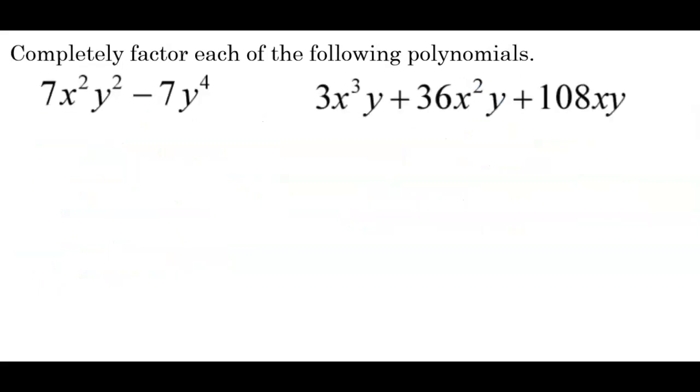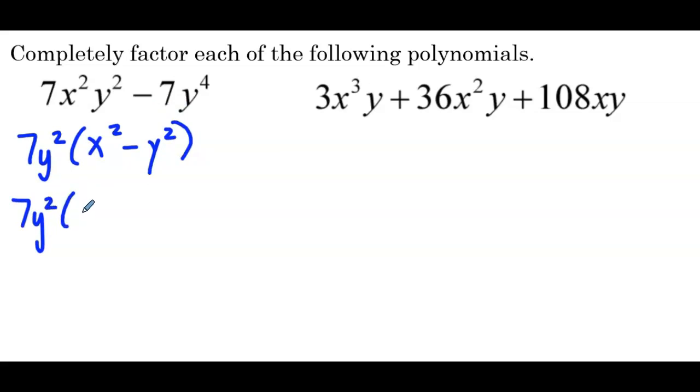7x squared y squared minus 7y to the fourth. So greatest common factor here is 7y squared. That leaves us with x squared minus y squared. X squared minus y squared can be factored using the difference of 2 squares. So we have x minus y times x plus y. And again, don't forget about that greatest common factor and to bring it down in each line of your factoring. Don't leave it off and think you're going to remember to put it back in the final answer. Typically, we forget.